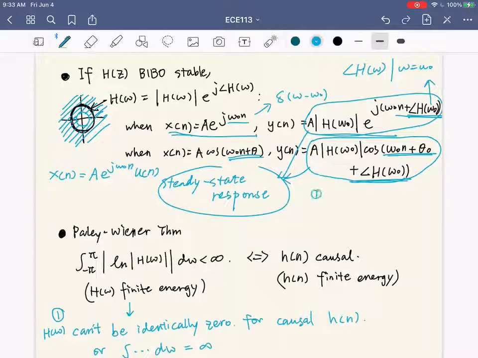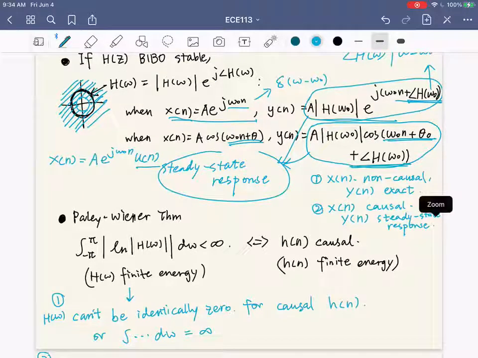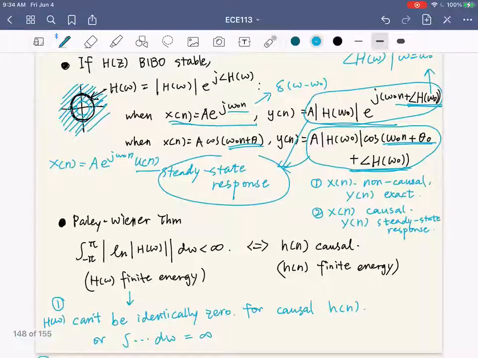So let's say the first case is we know x[n] is non-causal, and y[n] will be exactly the solution. But if the x[n] given is causal, which means we now have a u[n], the step, multiplied with it, in this case y[n] only represents the steady state response. Is that clearer? Any other questions? Cool. Thanks. So that is all about the system's response to our exponential term or sine and cosine term. We will move to the next block.